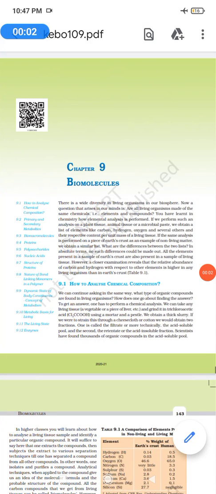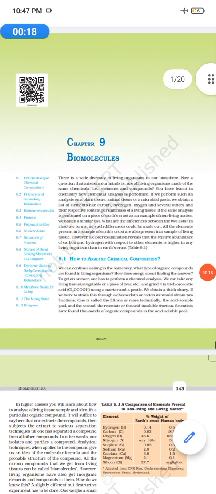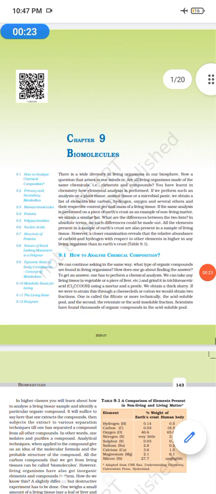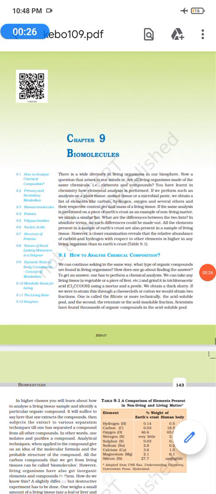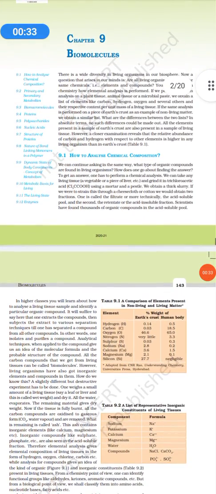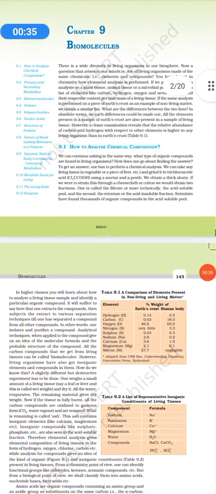Welcome everyone. Today we'll be discussing biomolecules, chapter 9, class 11, biology and NCERT. When we talk about biomolecules, there is a wide variety or diversity of living organisms in our biosphere. There are components which have carbon, hydrogen, and so on. These are the biomolecules which are required by the body.